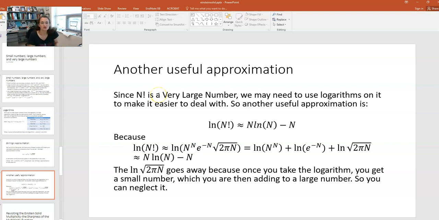So those are some approximations that we're going to be using in the following lectures, and in fact for the rest of the course, for thermodynamics, because we're going to have these multiplicities that have factorials in them, and then in order to get our entropies, we're going to have to take the natural log of those factorials. So there you go.